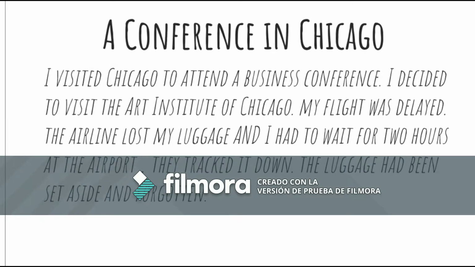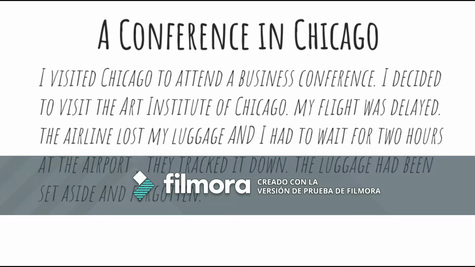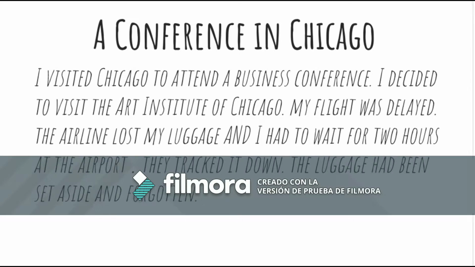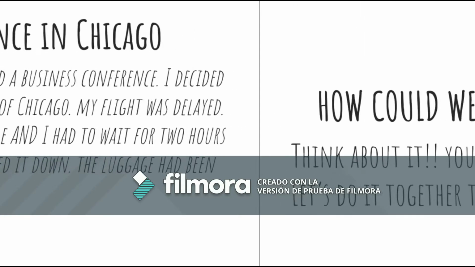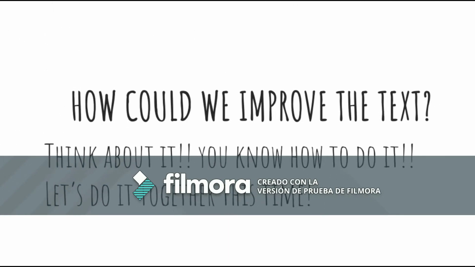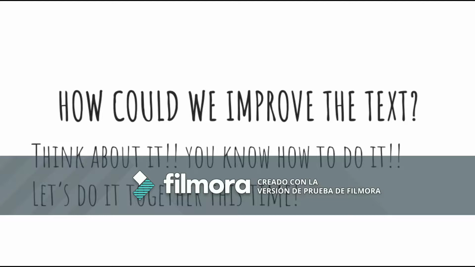Let's see a story. For example, a conference in Chicago. I visited Chicago to attend a business conference. I decided to visit the Art Institute of Chicago. My flight was delayed. The airline lost my luggage and I had to wait for 2 hours at the airport. They tracked it down. The luggage had been set aside and forgotten. These are simple sentences just joined together by a full stop. That's no good for your level. So let's see how we can improve the text. Think about it. I know you know how to do it, but let's do it together this time.